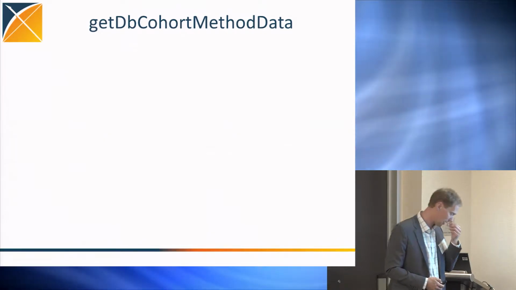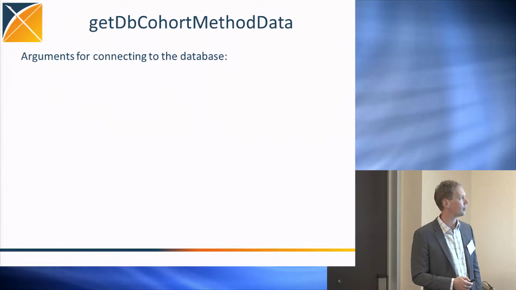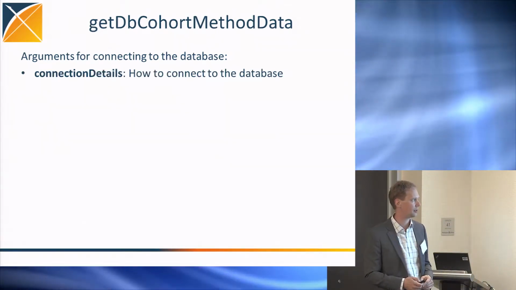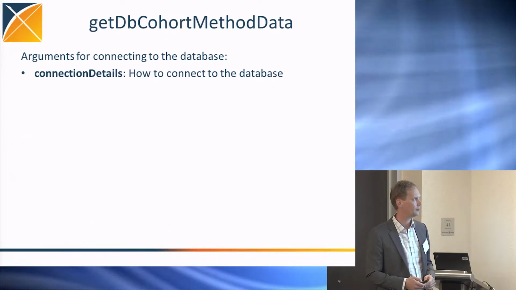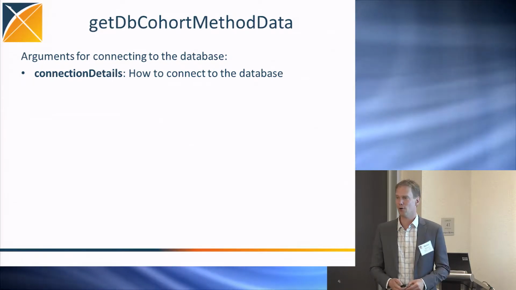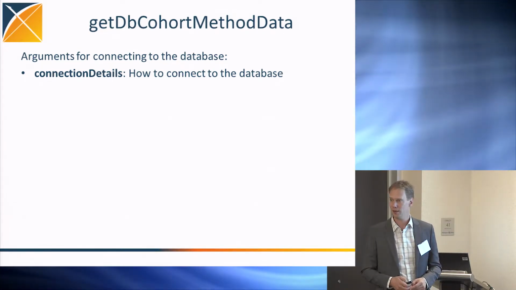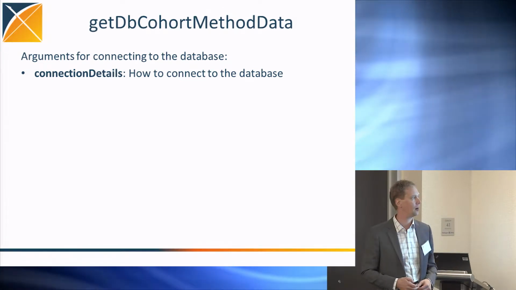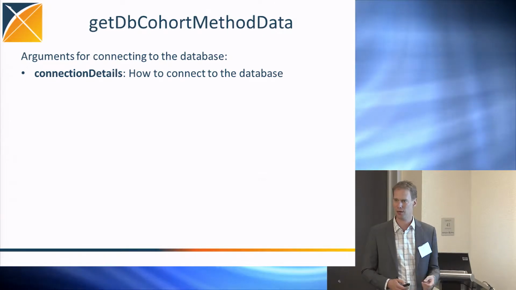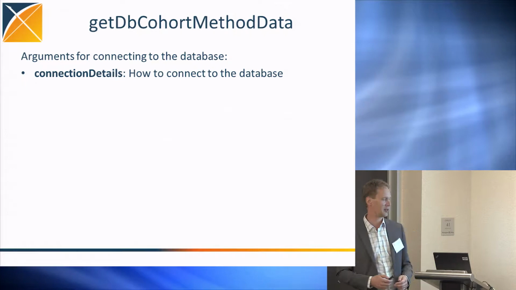All right, so for that, we have the getDB cohort method data object or function. And I'm just going to walk through the arguments that this function has. First argument, connection details, specifies how you connect to the database. And in the code I sent you, it specifies this connection detail object. And it just tells you the name of the server, what type of server it is, in this case Redshift, username and password. You now have my username and password.